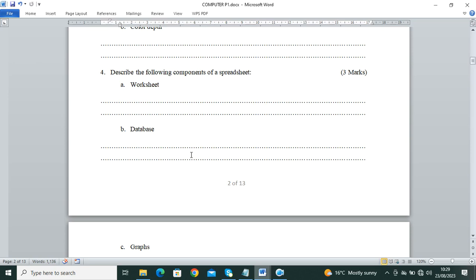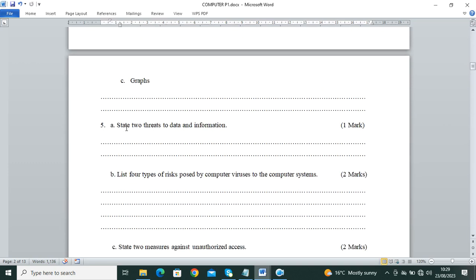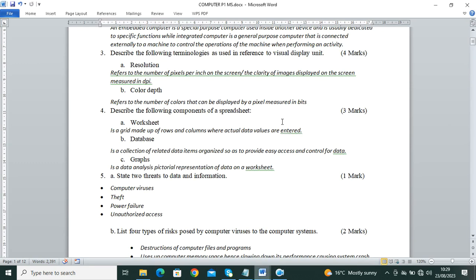Remember, this is second topic in Form 2 spreadsheets or Microsoft Excel, whereby we teach Microsoft Excel. Guys, a spreadsheet contains 3 components, that is worksheet, database, and graphs or charts. So when we talk about a worksheet, database, and a graph, what do we mean? Let's just go to the marking scheme. A worksheet is a grid made up of rows and columns where actual data values are entered, simple and clear.